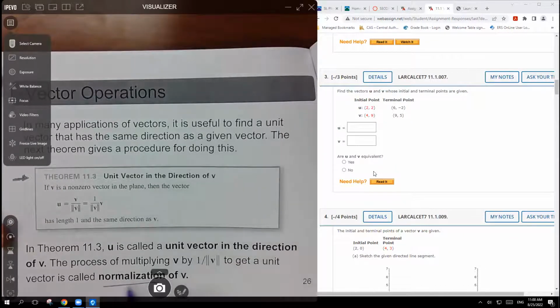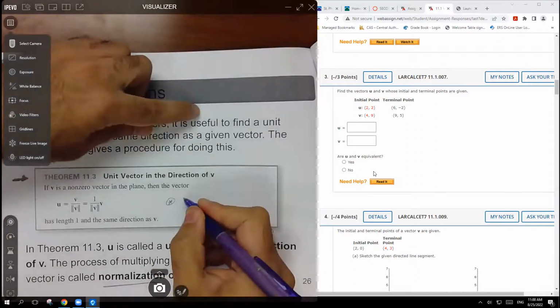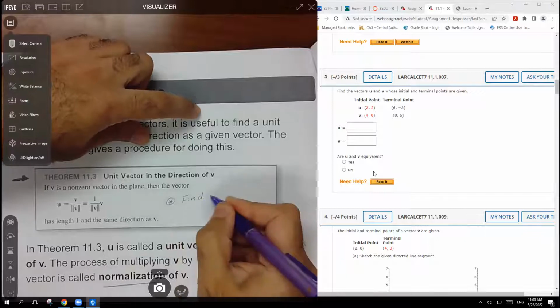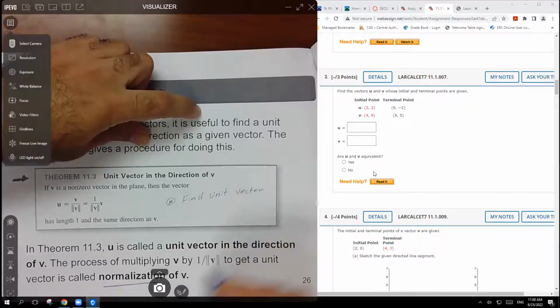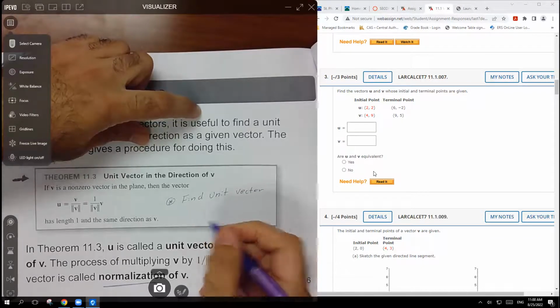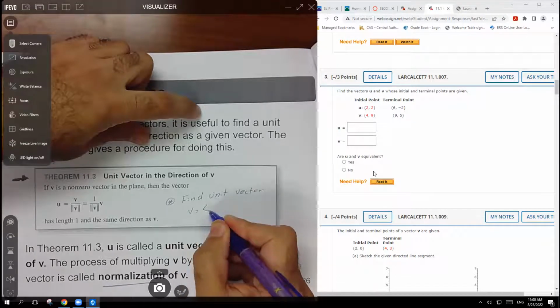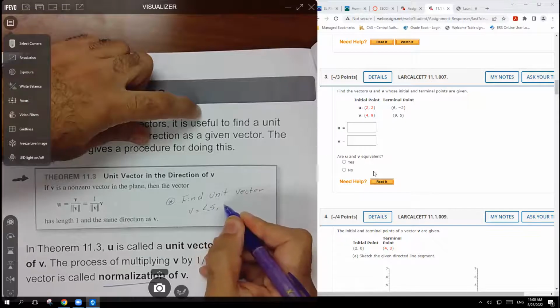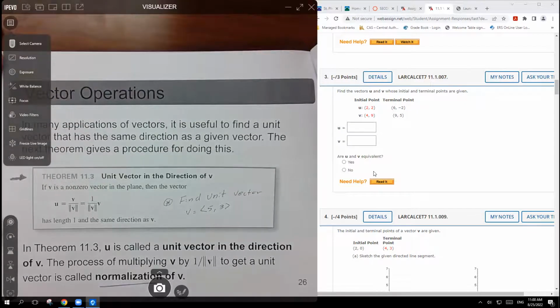So this is called normalized. If I ask you to find a unit vector, keep this one in your mind. Find a unit vector, and I give you the vector, let's say v equals (5, 3). For this example, find a unit vector, and I give you the vector of this one.